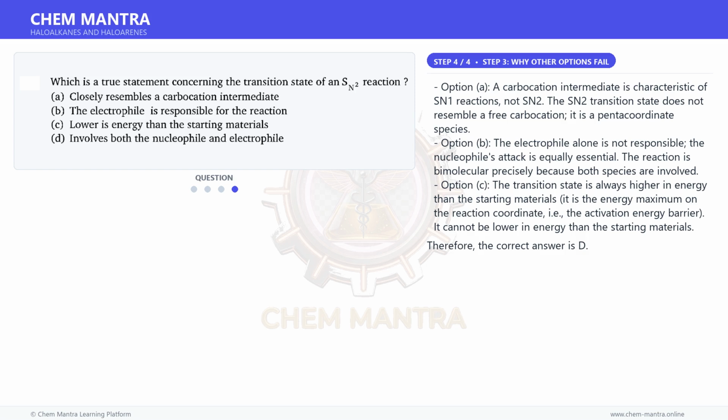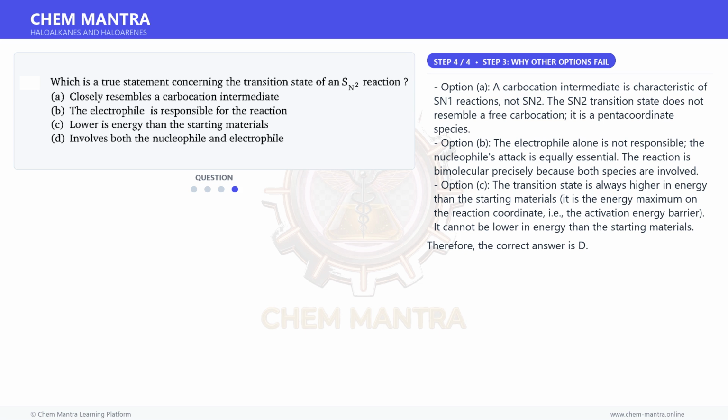Option A. A carbocation intermediate is characteristic of SN1 reactions, not SN2. The SN2 transition state does not resemble a free carbocation, it is a pentacoordinate species. Option B. The electrophile alone is not responsible, the nucleophile's attack is equally essential. The reaction is bimolecular precisely because both species are involved.